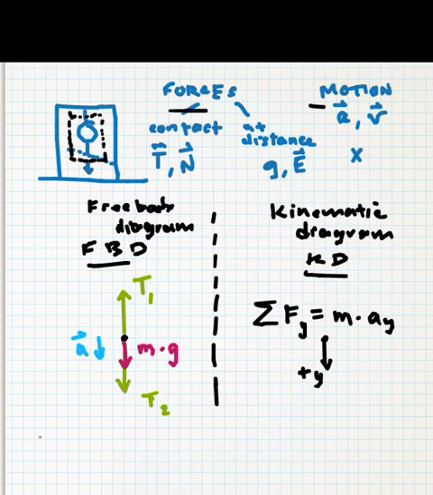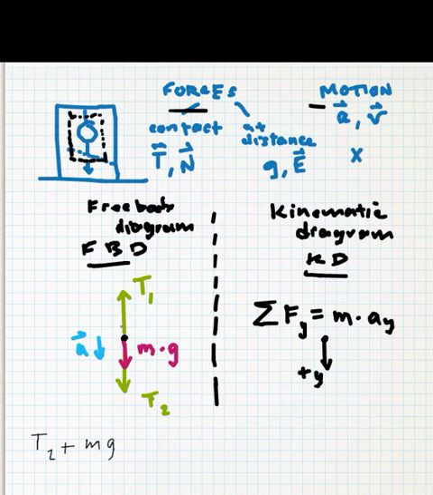So we'll write the equations over here. So we have the sum of the forces in the y direction equals the mass times the acceleration. So in the y direction, now we've defined plus y as being downward here. We have T2, we have mg, T2 plus mg. That's in the downward direction.